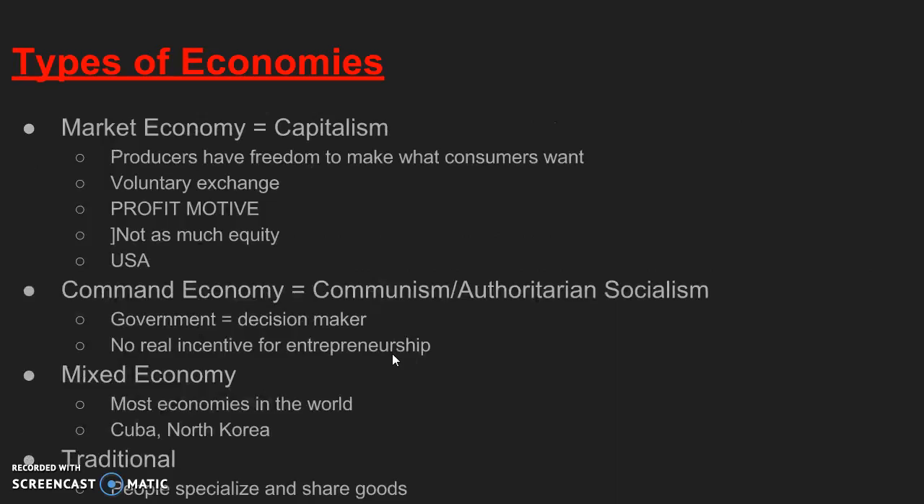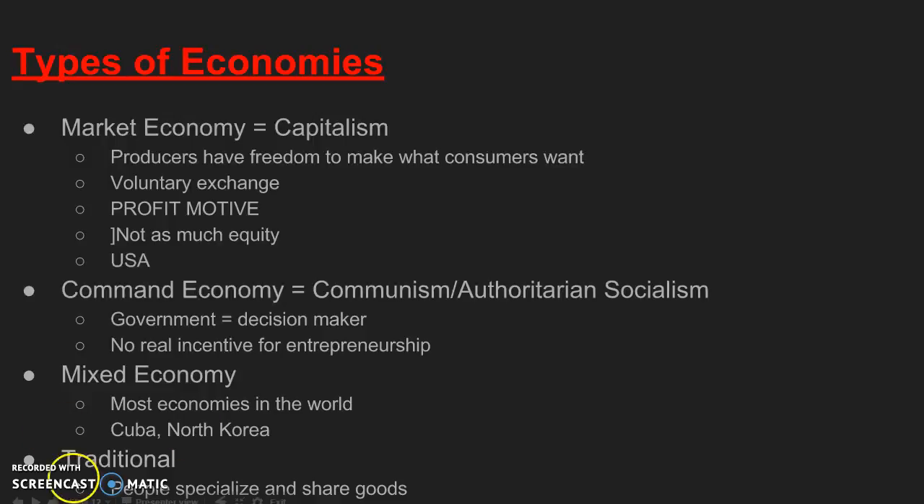All right. Let's take a quick look at different types of economies. I took some notes on this. I just want to clarify a few things. Market economies and capitalism go together. If you have a market economy, you have a capitalist economy or a capitalist society.